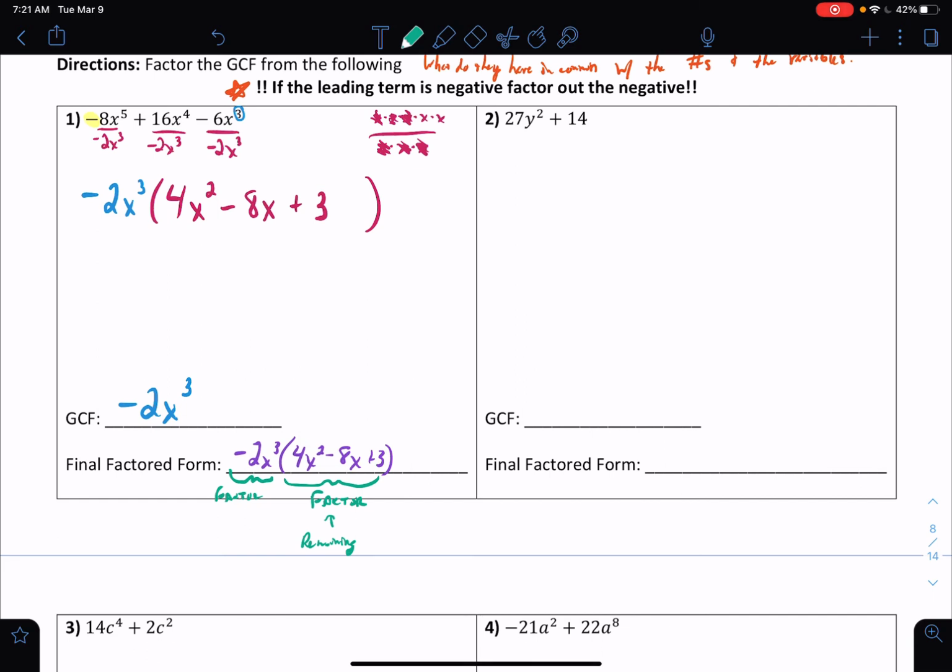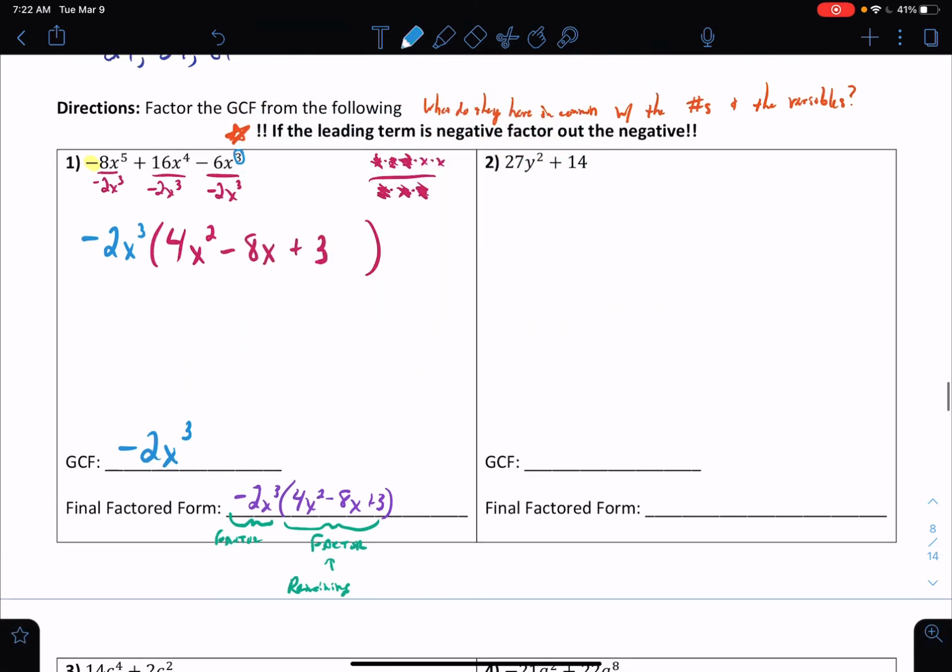So if I look at the remaining factor, 4x squared minus 8x plus 3, there's nothing else that we can factor out of that. There's nothing else that we can divide out. So that's how we know we've got our greatest common factor. Okay, so it's going to take a little bit of practice, but you're looking for what they have in common in the numbers and the variables. All right, so let's go on to the next one.